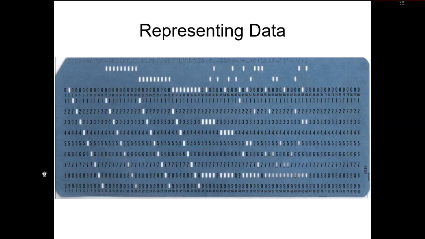Okay, so over the next few days, we're going to talk about how computers store information. How is it that a machine can hold and remember information?